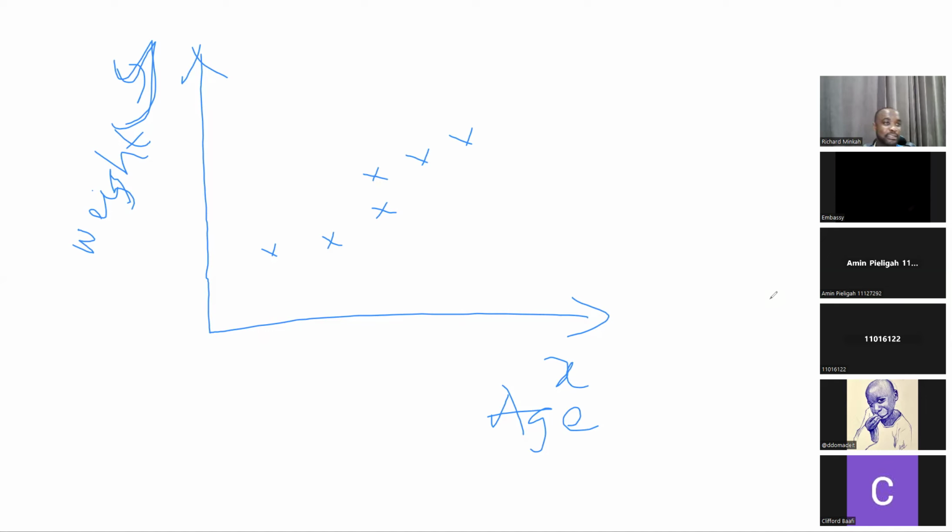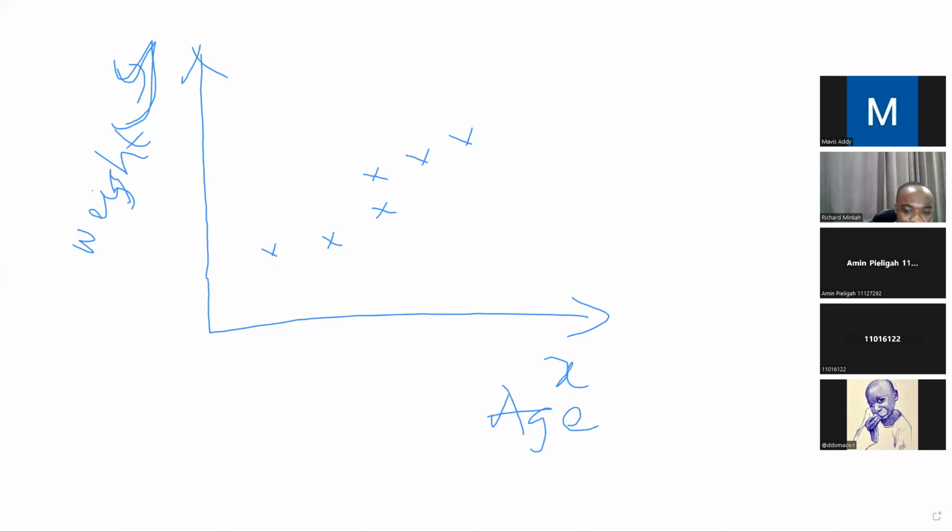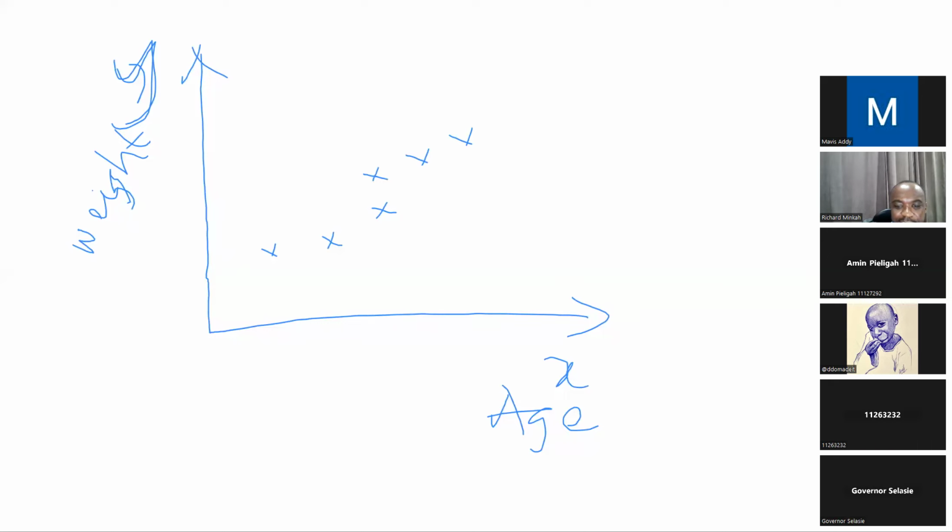What do you mean by direct? Like maybe a strong relationship with age. What do you mean by strong? I mean, there's a positive relationship between weight and age. And what do you mean by positive? Like any occurrence on X affects an occurrence on Y.